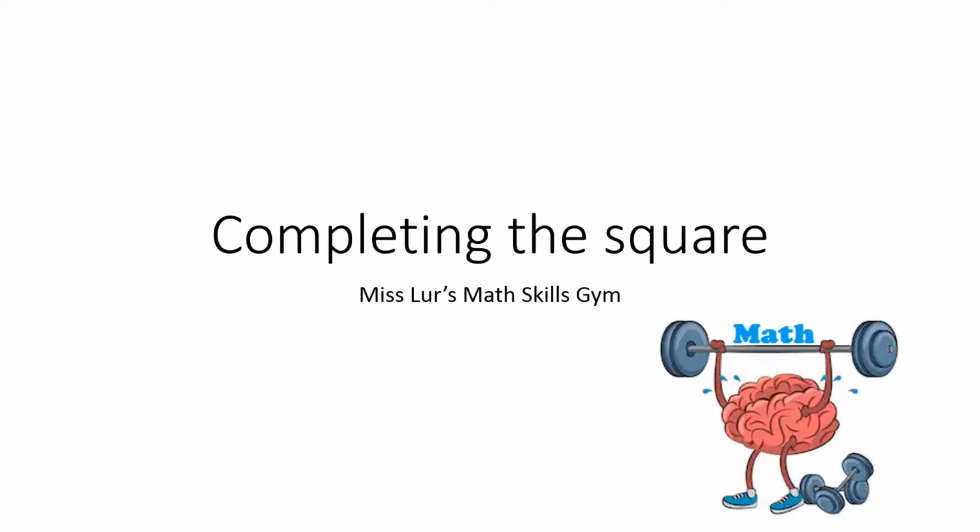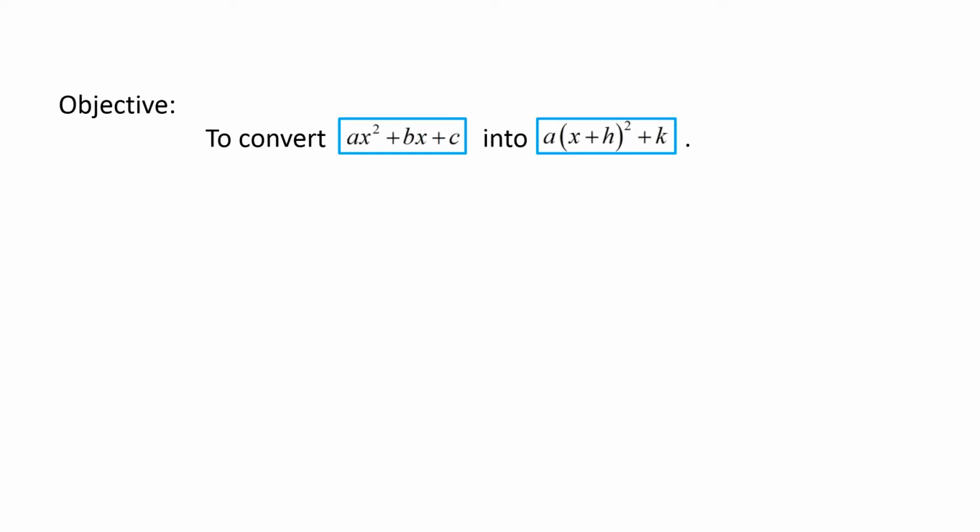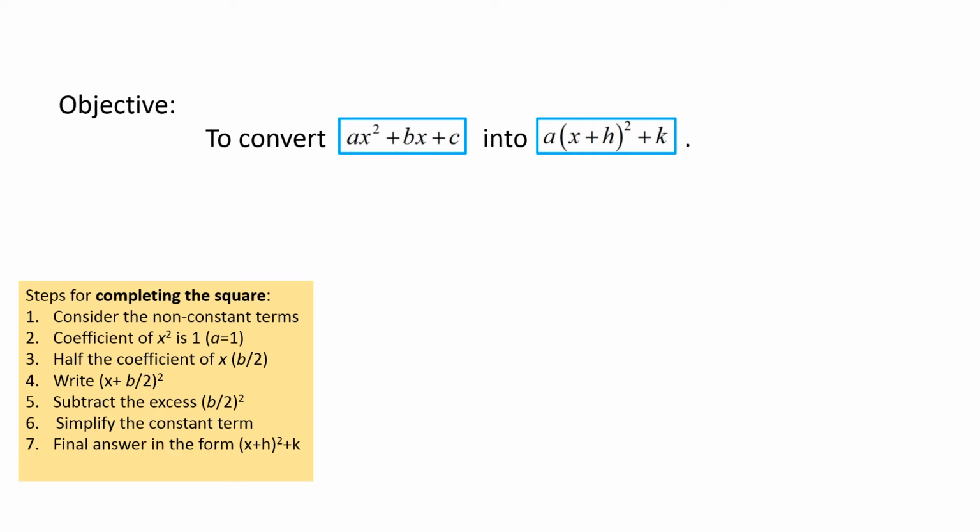The skill we will be mastering today is completing the square. This is part of quadratic functions and quadratic equations. To complete the square, our objective would be to convert a quadratic expression ax squared plus bx plus c into the form a times (x plus h) squared plus k. The steps for completing the square are shown in the orange box at the bottom of the page.